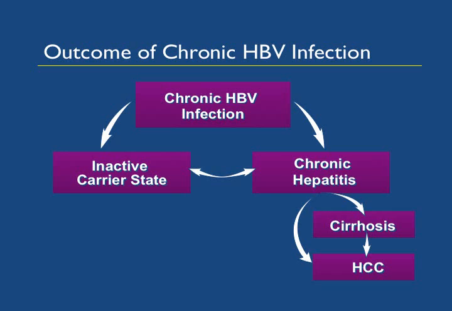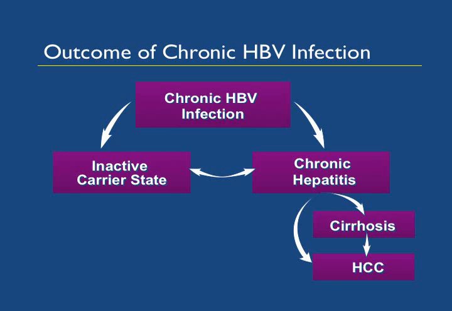Hepatitis B is unique in that the activity of the disease can vary from time to time. So in patients with chronic infection, sometimes they may go through periods in which the virus is at a very low level and liver enzymes are normal, when we say that these patients are in the inactive carrier state. The patients may go back and forth between the inactive state and chronic hepatitis. Obviously, the longer they stay in a chronic hepatitis state, the more likely they're going to progress to cirrhosis and liver cancer.